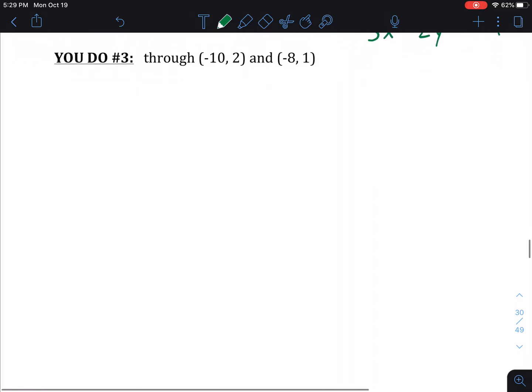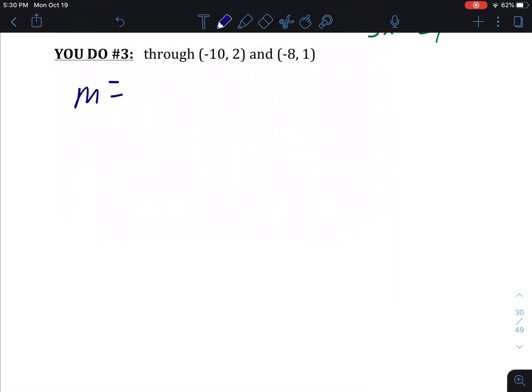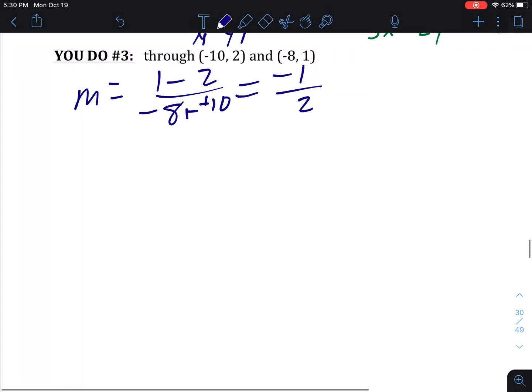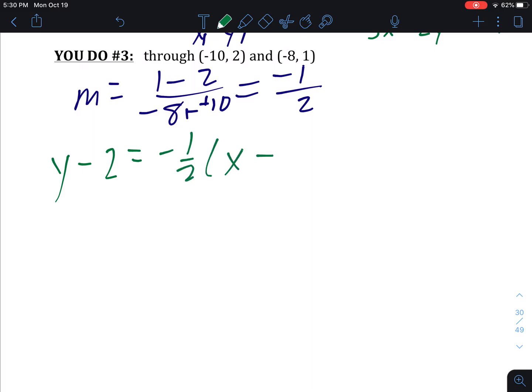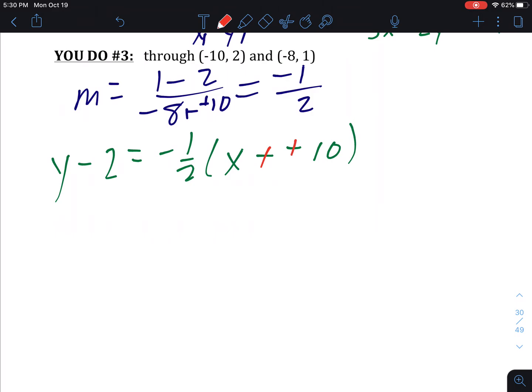All right, going to go a little quick here. Let's find, hopefully you guys did the slope first. Got double negatives, change to a plus 10, so that'll be 2. So there's your slope. Then you want to go to point slope. y minus y1 equals m parentheses x minus x1. Let's change those double negatives to a plus 10.